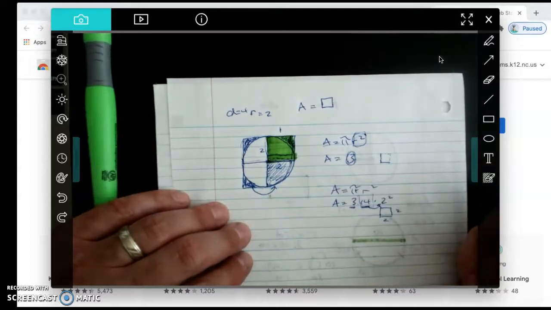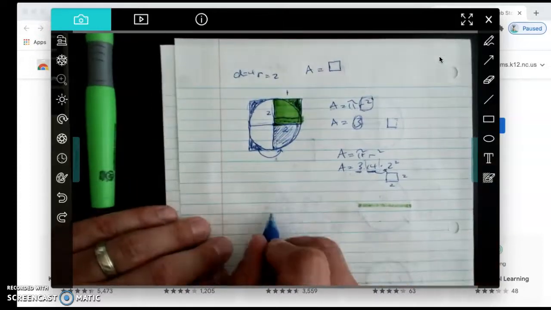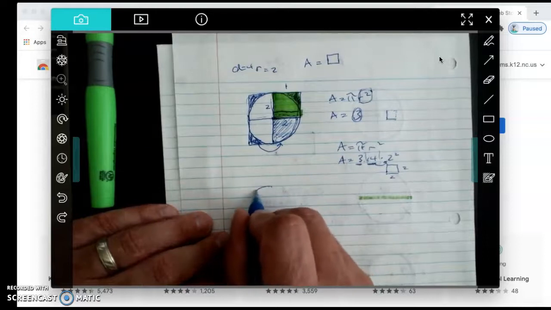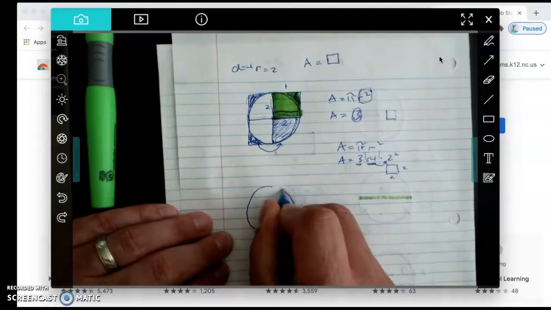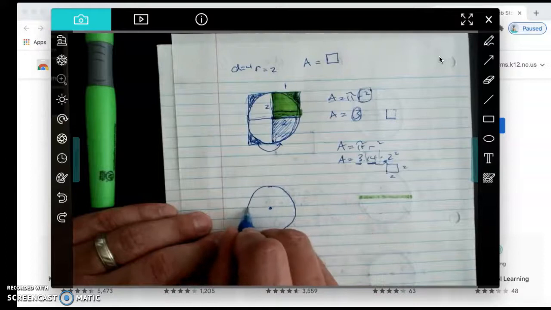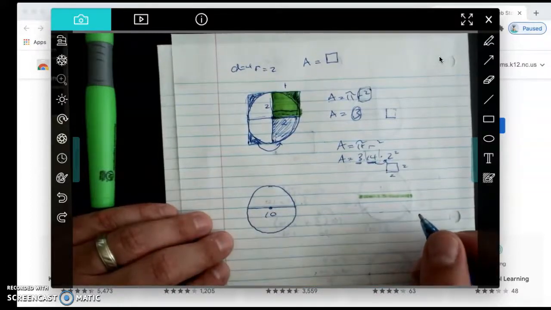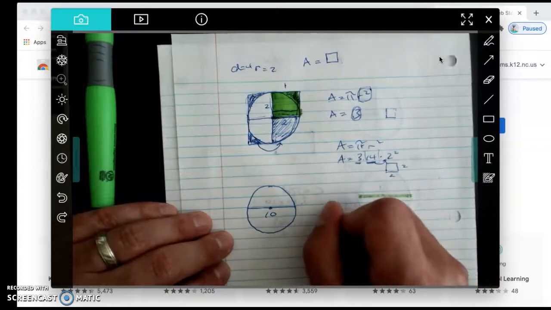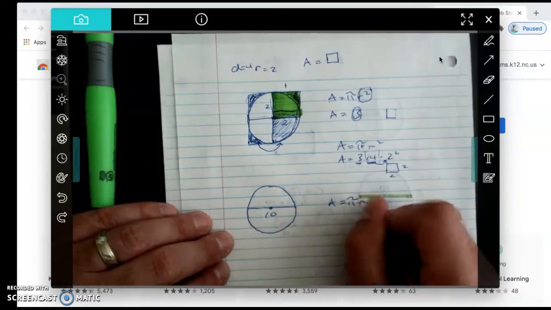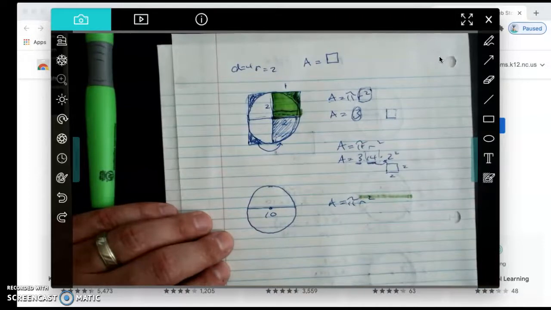Okay, so again, let's try it one more time. Got about 3 more minutes here. So if I have this, we use a diameter this time. Say this was 10. They say find the area. I don't need to overthink this. A is equal to pi r squared. I want to think about it in terms of a kid. I need to make a square.